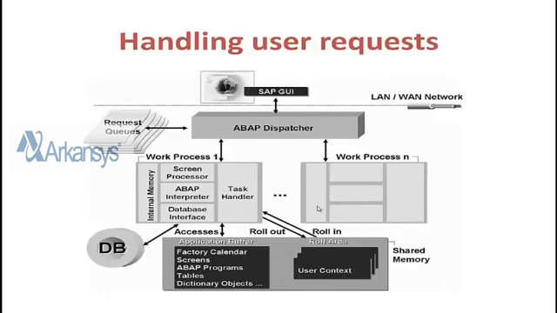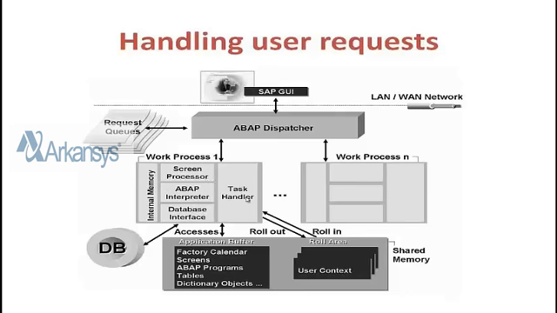The work process has different areas to do this. For example, it has a task handler, its own memory, and an ABAP interpreter. If I have to process some information, the program which is going to process it has to be loaded from the database. So we have an ABAP interpreter to interpret that program after it is loaded. The database interface allows me to communicate with different types of databases. The task handler coordinates all these activities.